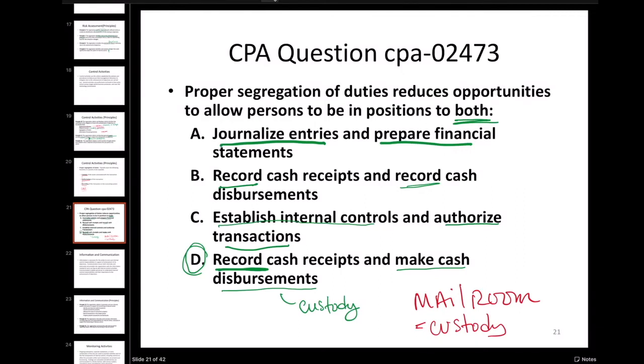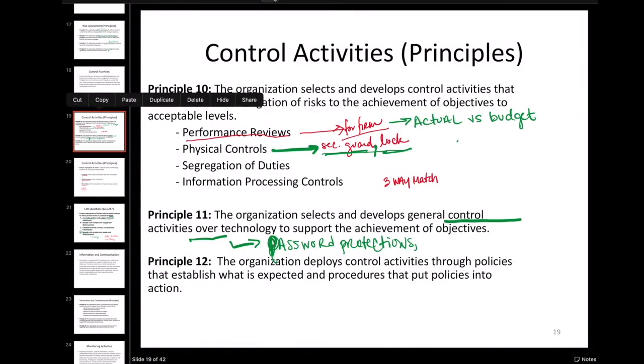And the reason for that is it's assumed if you're working in the mailroom, you have access to mail, which can include envelopes that have customer payments in them, right? Ingoing and outgoing mail can include cash and checks. So going back up here, the next item is information processing controls.